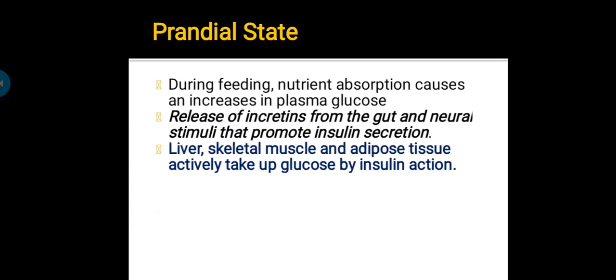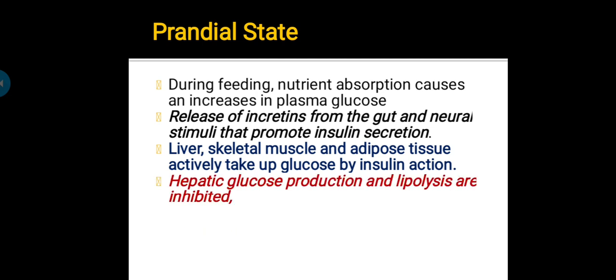Liver, skeletal muscle, and adipose tissue actively take up glucose by the insulin action. So insulin helps in the clearance of the blood glucose from blood to the tissue. So they cause increased uptake of the glucose in the tissues. What are the major tissues? Liver, skeletal muscle, and adipose tissue. They actively take up the glucose by the insulin action.